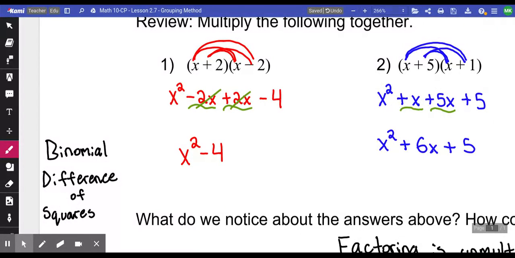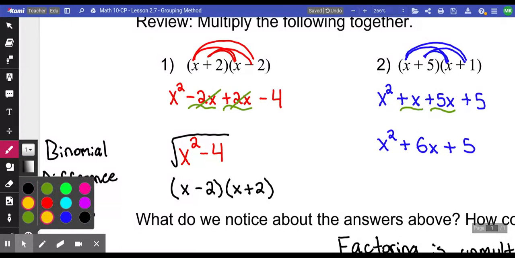What we would do is realize that we had a subtraction question with things we could square root, so we would just square root everything. The square root of x squared would be x. The square root of 4 would be 2. And then we always wrote out a second binomial, but with a plus sign in the middle. That was called difference of squares. It's how we factored binomials.